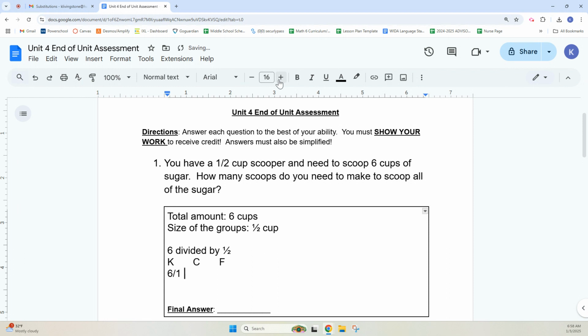Six becomes 6/1. Change to multiplication, and then flip the second fraction. 1/2 flipped over becomes 2/1. And now we're going to multiply like normal. First, multiply the tops. 6 times 2 gives us 12. Multiply the bottoms. 1 times 1 gives us 1. 12/1 is simply 12 scoops. Any number over 1 is just itself. And that is how we solve question 1.